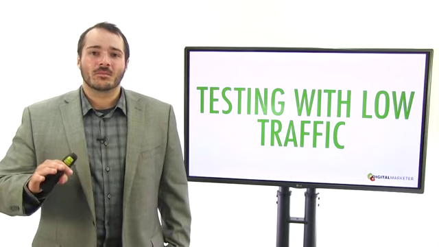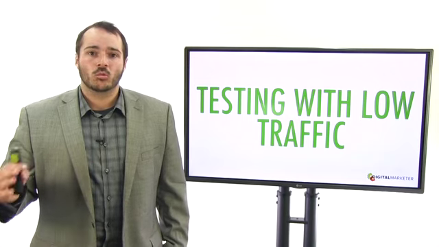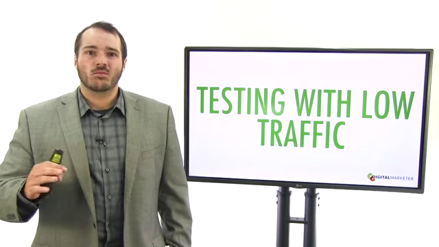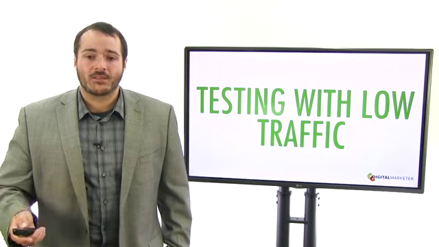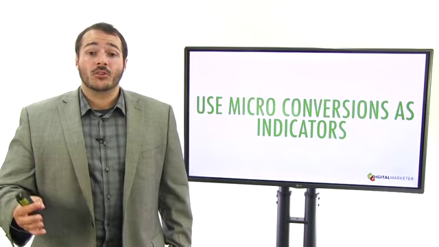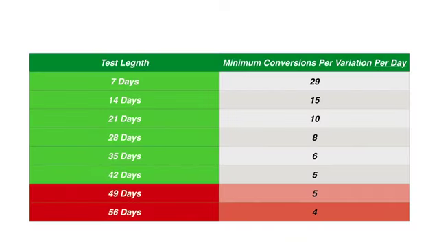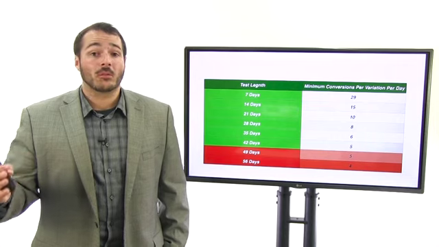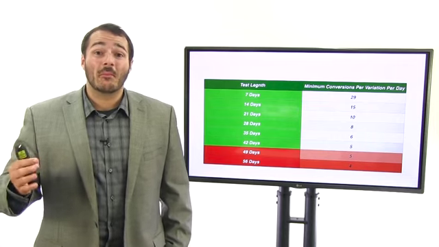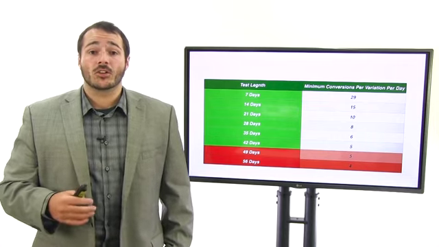And so I want to give you some safer ways to run tests on places that you probably shouldn't or with lower traffic. So the first tip I have for you is to use microconversions as indicators. Remember when I was talking about the minimum number of conversions you need per day for two variations? Here's that chart again. We're probably going to go a long way here, so we're looking at around the 4-week territory, which will be about 8 conversions a day, so 16 conversions total.